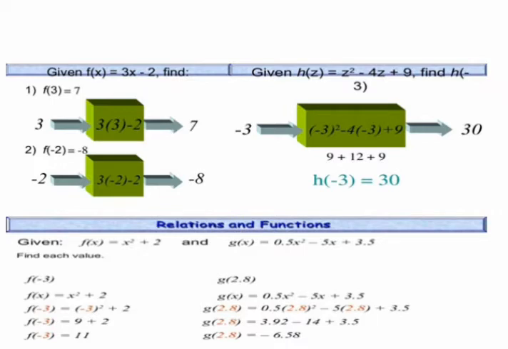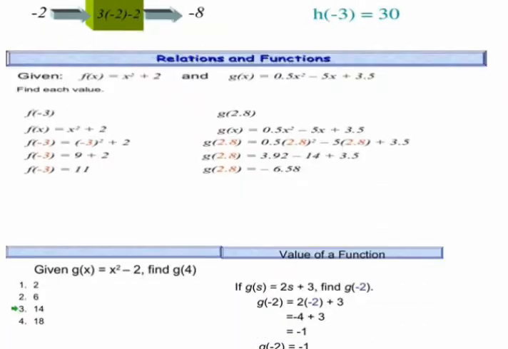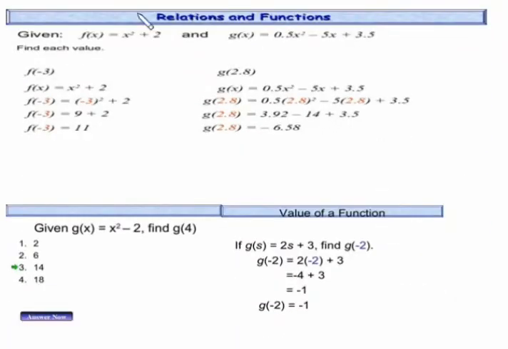Okay, now see more examples related to it for a clearer concept. f(x) is equal to x square plus 2 and g(x) is equal to 0.5x square minus 5x plus 3.5. Now find the values of f(minus 3) and g(2.8). Here f(minus 3) means x is equal to minus 3. We put x equal to minus 3 in the function f(x) equal to x square plus 2.